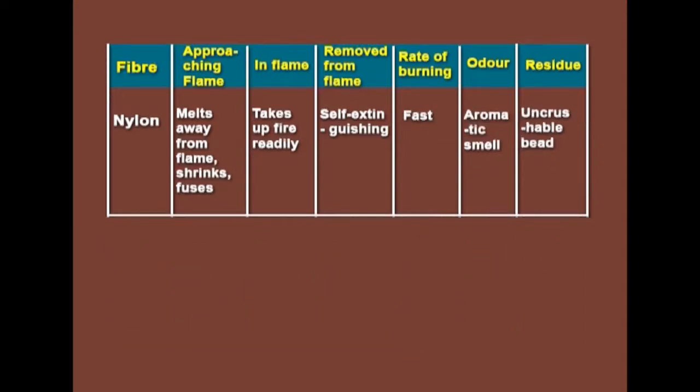And taking the nylon fiber, when approaching flame, it also melts away from the flame, it shrinks and sometimes fuses, and within the flame it takes up fire readily, and once it is removed from the flame, it is self extinguishing just like the protein fibers. The rate of burning is going to be fast, and it gives an aromatic smell, and again the bead is uncrushable one. So, this uncrushable bead is an indication that these are all synthetic fibers.